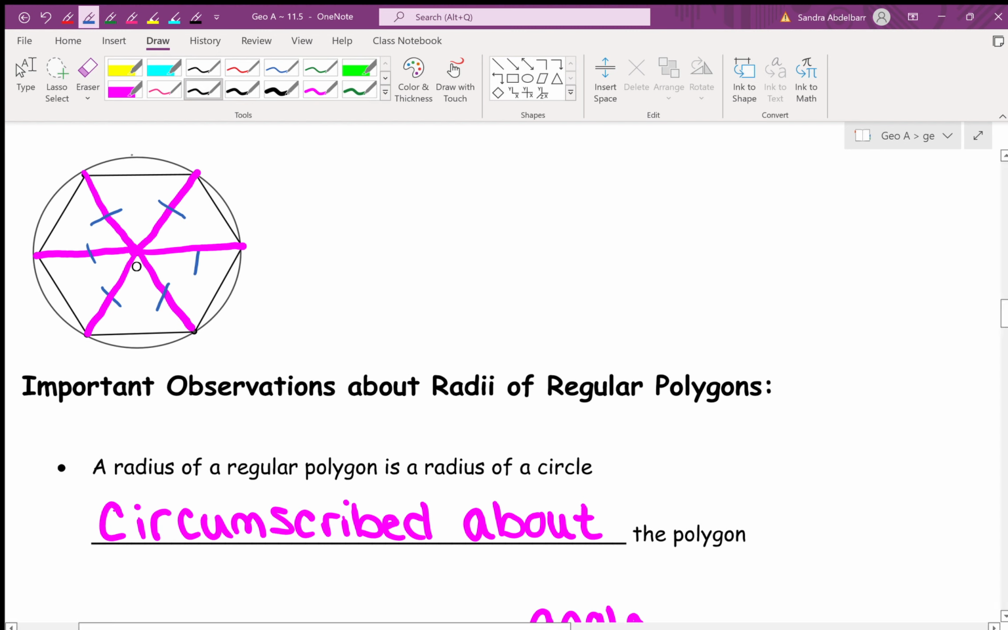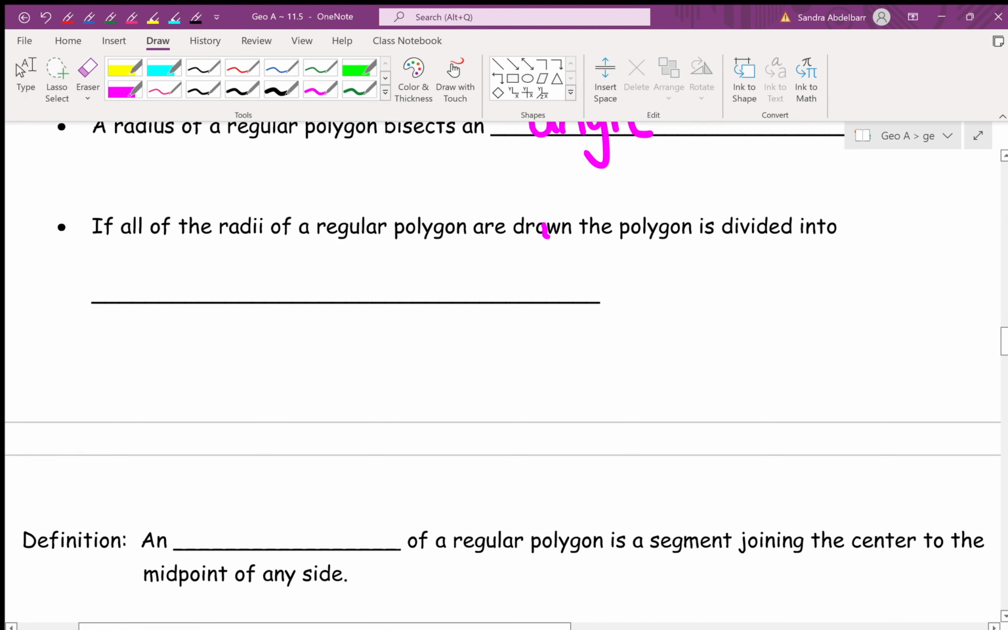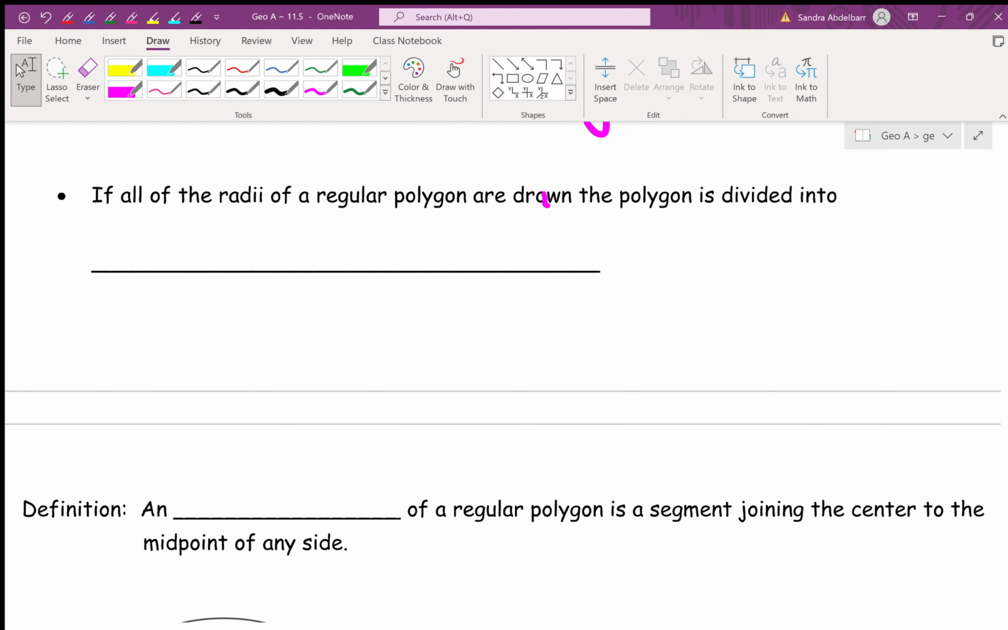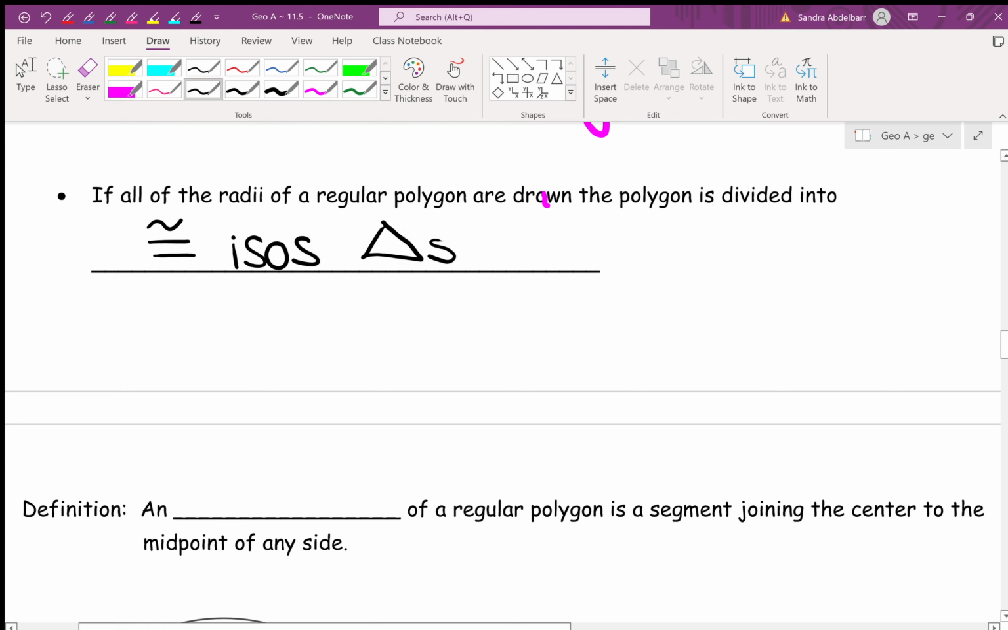And a step further, since it's a regular polygon, aren't all the bases congruent? So what's the relationship between all these isosceles triangles? They are congruent. So we split them into congruent isosceles triangles. So if all the radii of a regular polygon are drawn, the polygon is divided into congruent isosceles triangles.